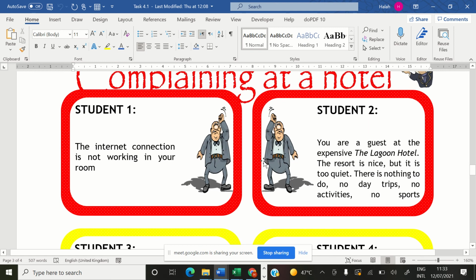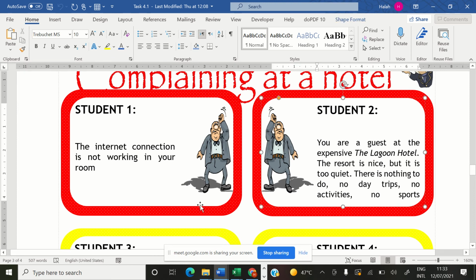You have different cases for complaining. For example, the internet connection is not working in your room, or you are a guest at the expensive Lagoon Hotel. The resort is nice, but it is too quiet. There is nothing to do, no day trips, no activities, no sports. This is another case. So there are no activities, or television is not working, or internet not working.